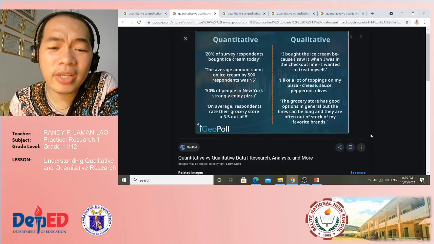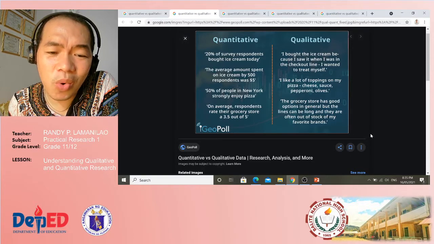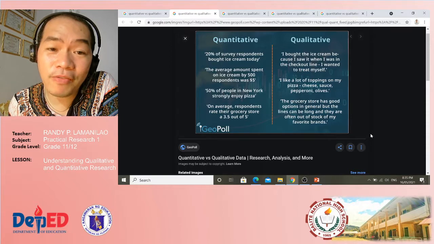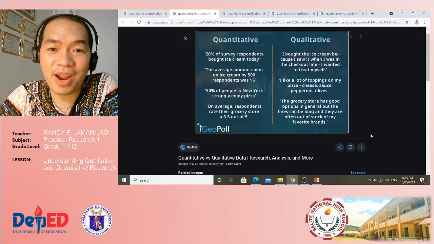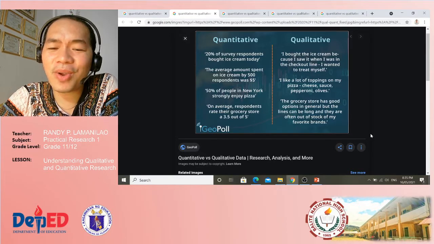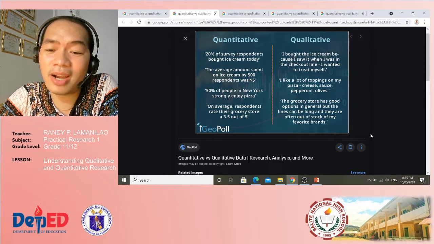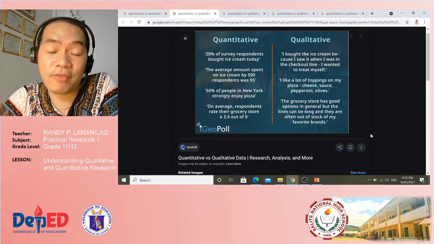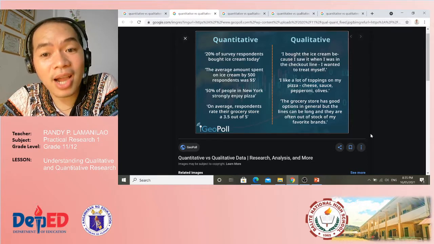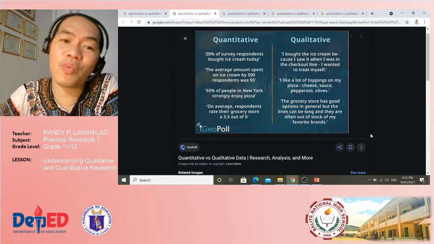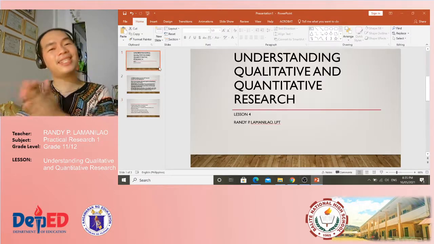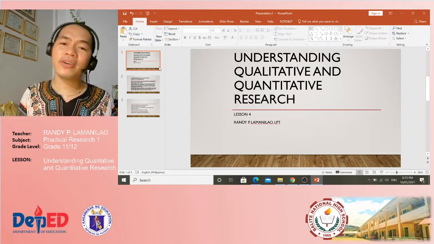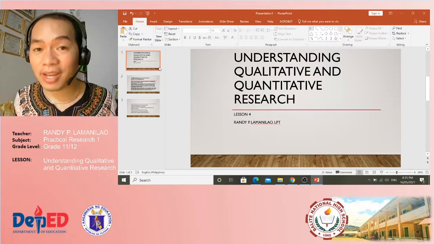And on average, respondents rate their grocery store a 3.5 out of 5. Look at that. Look at how they do the quantitative. They deal with numbers, right? But in qualitative, you say, the grocery store has good options in general, but the lines can be long and they are often out of stock of my favorite brands. So you got ideas from the informants through using the interviews, right? That's for qualitative. And for quantitative, you give the numbers. You deal with your numbers, right? So that's actually the differences and similarities of qualitative and quantitative research designs.